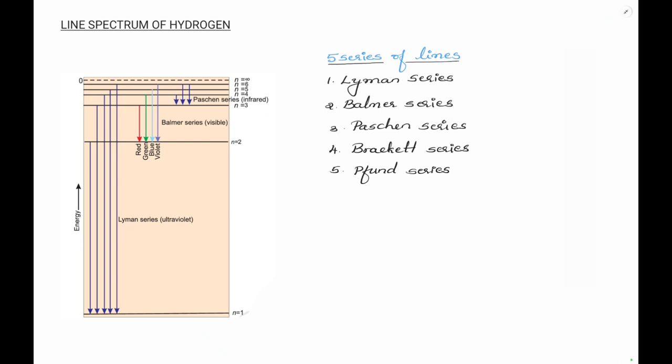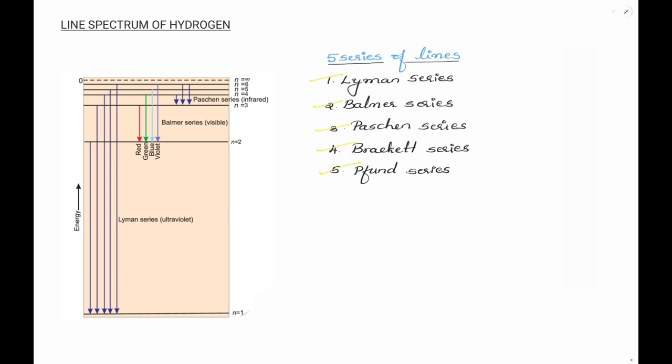The hydrogen's line emission spectrum consists of several series of lines. There are 5 series of lines and these are named after their discoverers. So we have Lyman series, Balmer series, Paschen series, Brackett series and Pfund series. Scientist by name Rydberg has given a formula to calculate the wavelength or the wave number for different lines of the line emission spectra. These 5 series of lines of hydrogen's line emission spectrum belong to the different regions of the electromagnetic radiation.